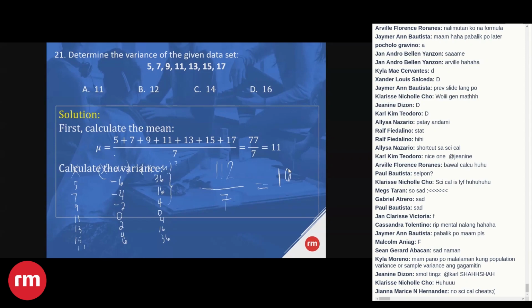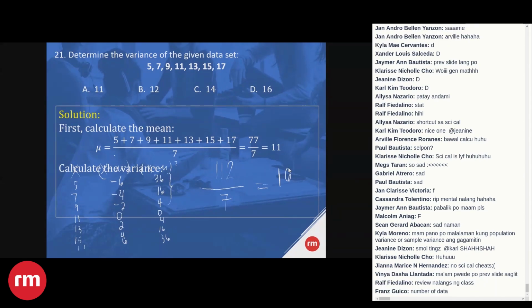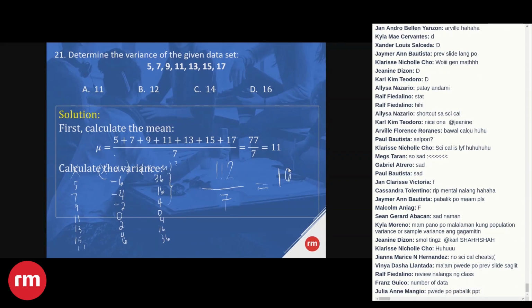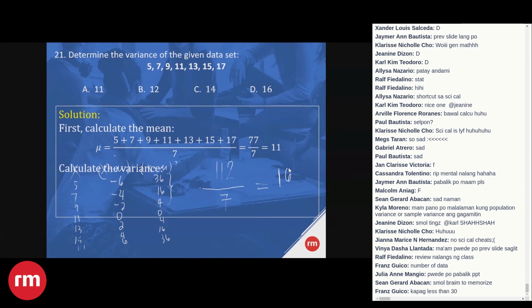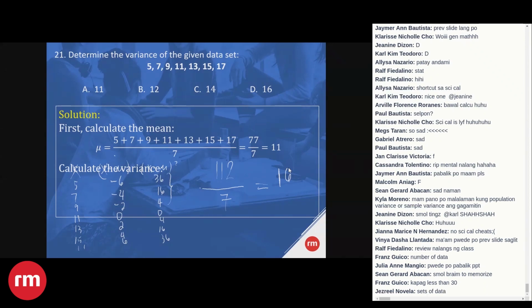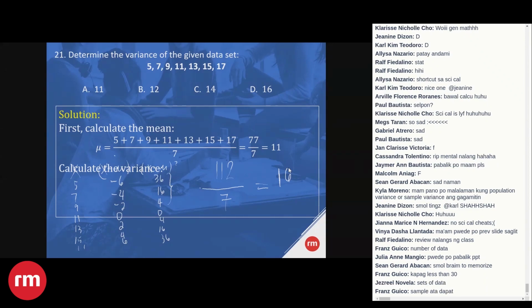So, paano malalaman? Well, for the case of exam, like this one, if it's not mentioned that it's a sample, ang assumption lagi ay kapag walang sinabi, it's a population data. So you have to use the formula for the population variance.